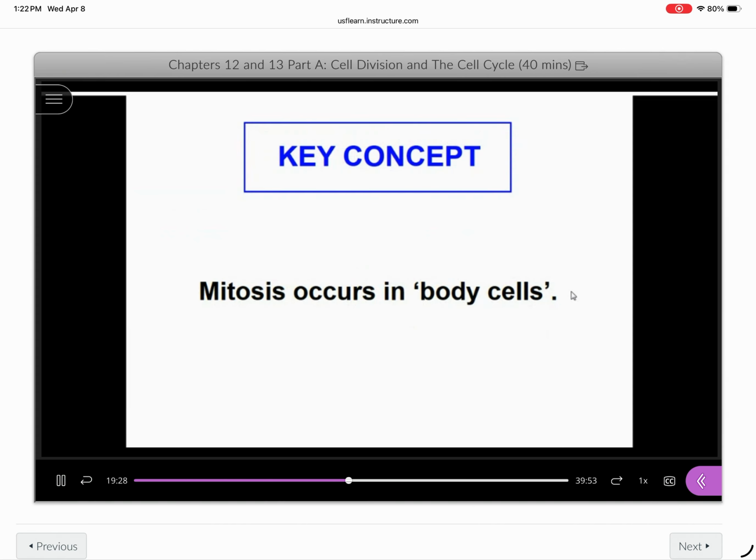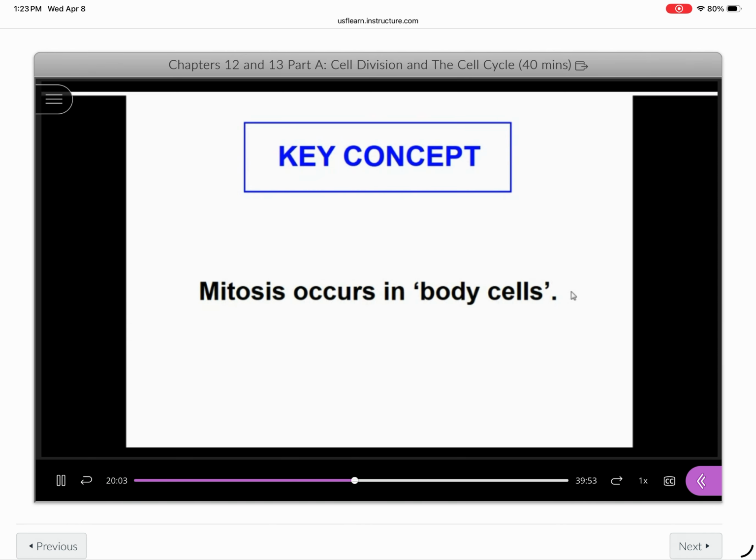Mitosis happens in all of the cells of your body. Now, let me qualify that. All of the cells of your body are produced by mitosis. In your adult body, not all cells are doing mitosis. We said the neurons. Remember the neurons are not doing mitosis, but they did do mitosis. That's why you have billions of neurons, because they did do mitosis. All right, so mitosis, we can say, happens in body cells.